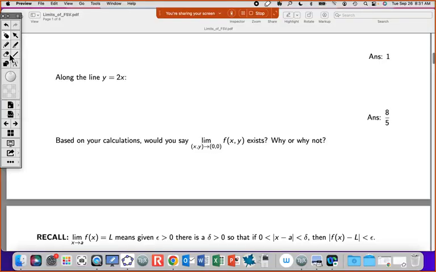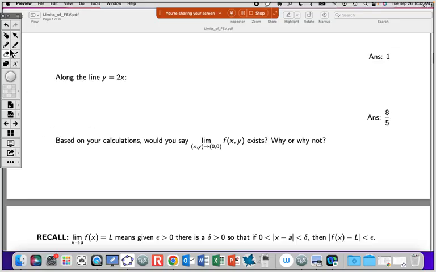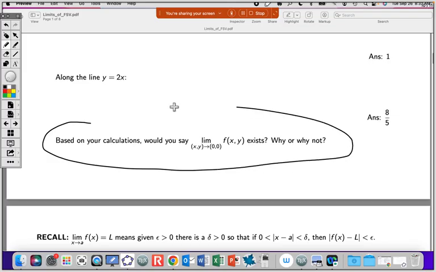Okay. So here's the question. Along one path we're getting 1, on another path we're getting 8 fifths. So what would you say is going on with the limit? Does it exist or not? Why or why not? What do you think? Yeah, the limit doesn't exist because we have two different paths with two different numbers.